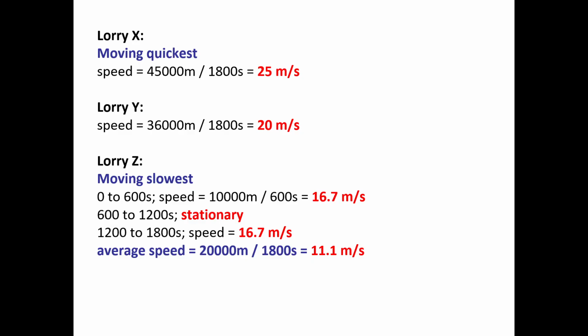So make sure you read the question properly when it's looking at this kind of thing. For Lorry Z, that type of question where you've got a stationary part as well, check whether you're supposed to be working out the average speed or the speed between two different time points, okay? Because it's easy to make a mistake in an exam on that kind of thing. Just worth rereading the question.